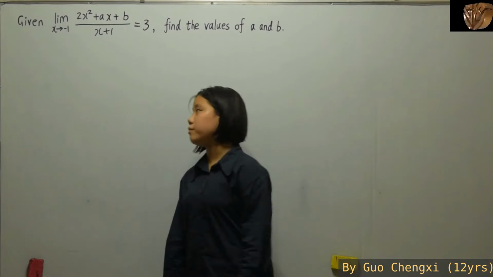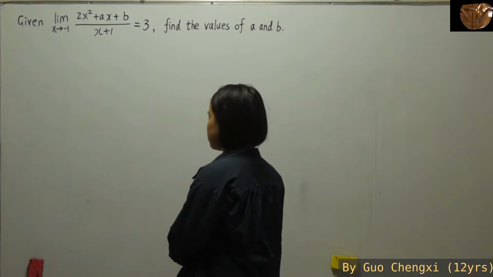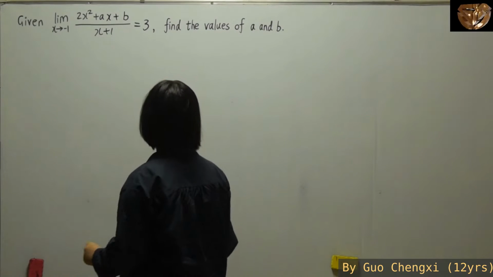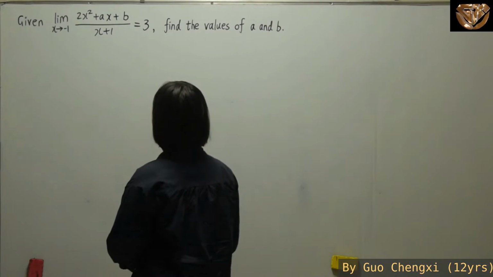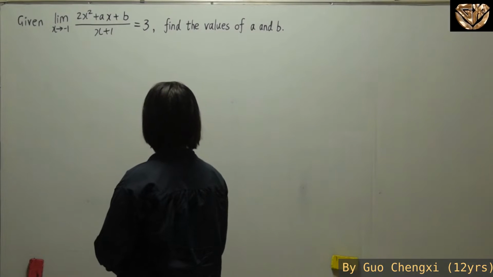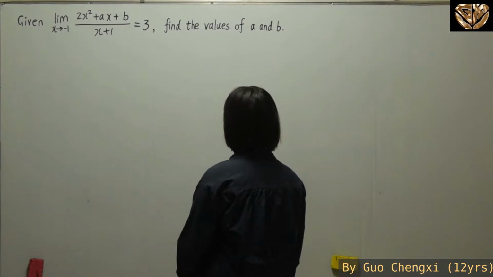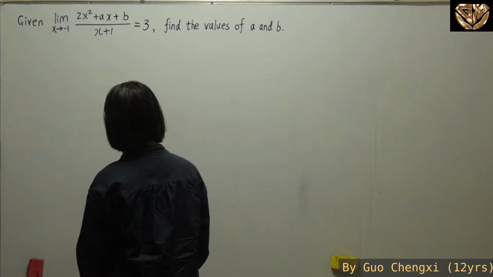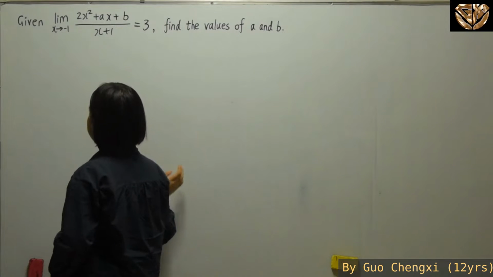For this lesson, we'll be continuing with another lesson on methods of limit calculation. For this method, we have another example where we are given the limit as x approaches -1 of (2x squared plus ax plus b) over (x plus 1) is equal to 3, and we are supposed to find the values of a and b.